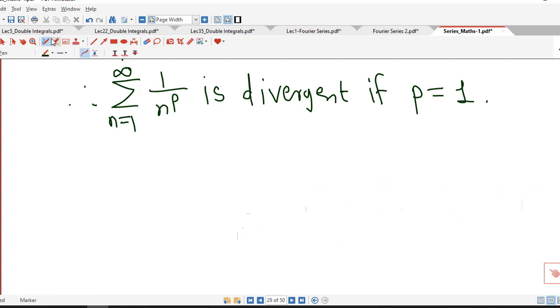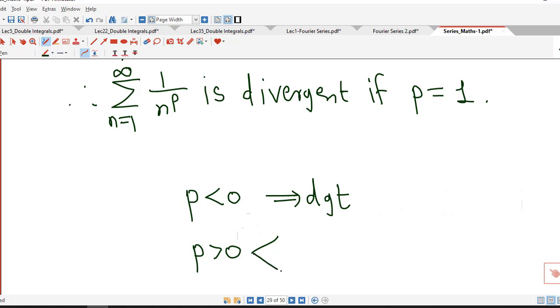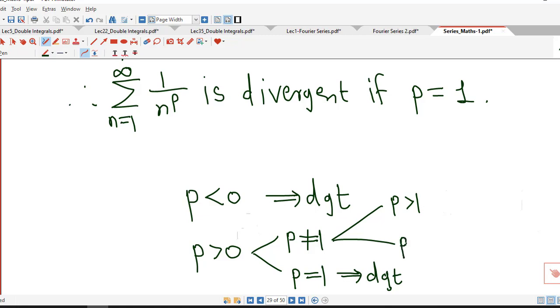So we have discussed all the cases. The first case was p negative, and we have shown that the series is divergent if p is negative. In the second case, we have p greater than 0. Here also we separated into two parts, p not equal to 1 and p equal to 1. For p equal to 1, the series is divergent. If p is not equal to 1, then again we have two cases, p greater than 1 and p less than 1. The series is convergent if p greater than 1 and divergent if p less than 1.